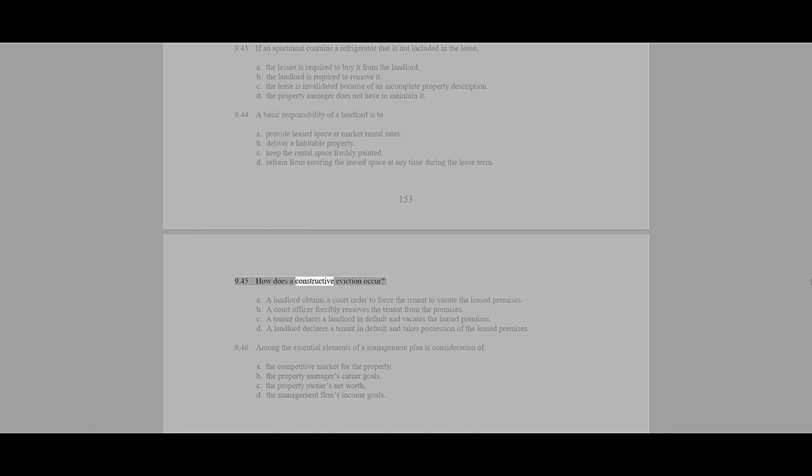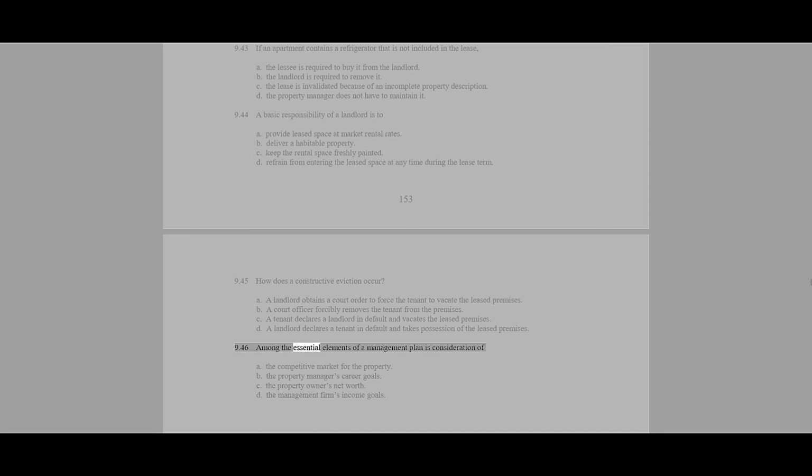9.45 How does a constructive eviction occur? A. A landlord obtains a court order to force the tenant to vacate the leased premises. B. A court officer forcibly removes the tenant from the premises. C. A tenant declares a landlord in default and vacates the leased premises. D. A landlord declares a tenant in default and takes possession of the leased premises.